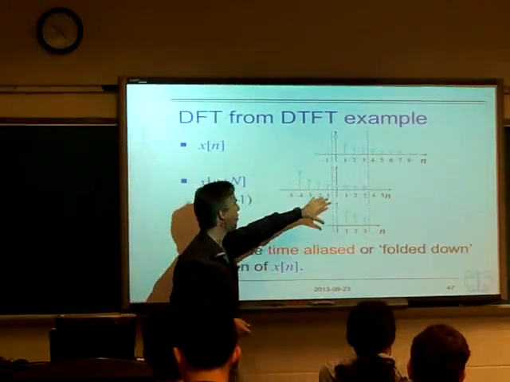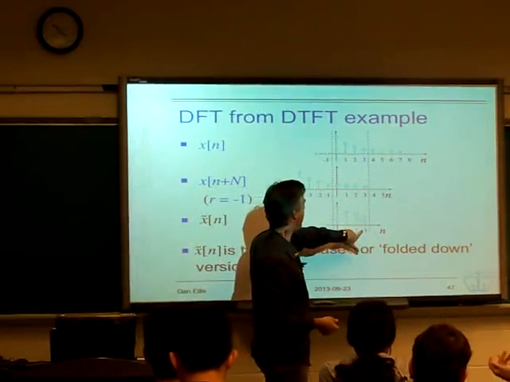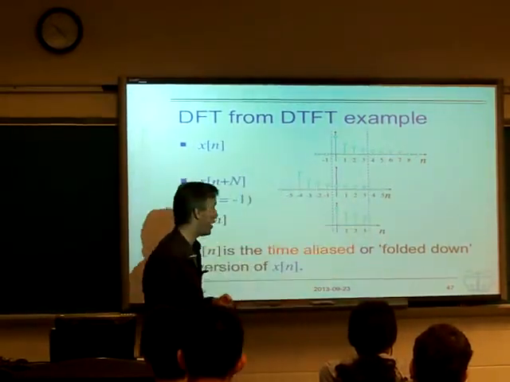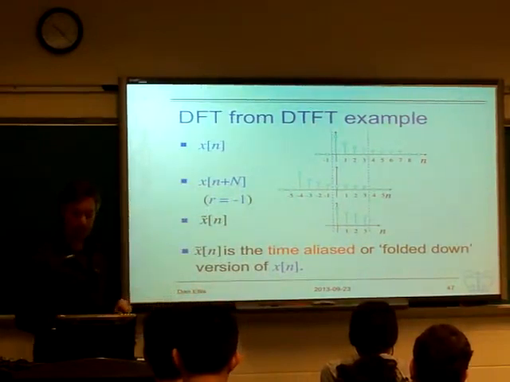So we call this process time aliasing. This is the time aliased version of this longer sequence because we forced it to be represented on a 4-point basis.